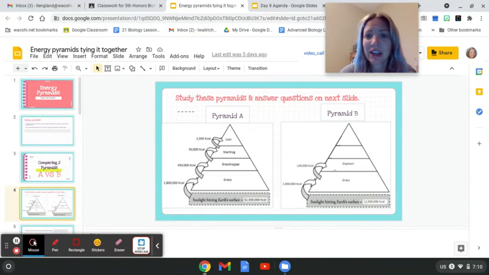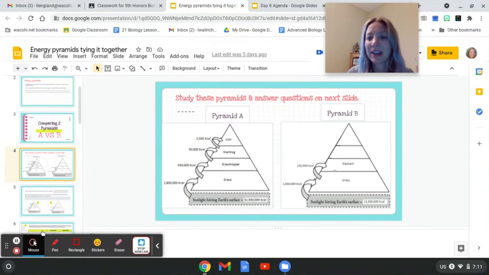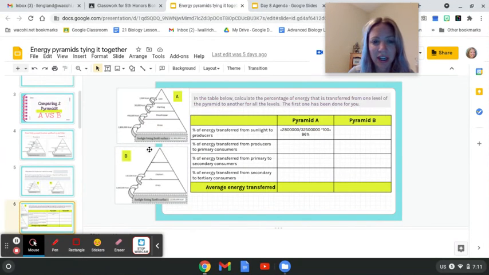Think of all the food that you eat and how much of it does or does not go into your body. You don't gain the pounds of food that you eat per day, because you burn that energy. So that's theoretical, like on average. Now you're going to actually calculate how much energy is transferred. It says study these, and then on the next slide, you're going to answer questions. Anytime you see pyramid A and B, they are the same as the ones before. I thought maybe you could see the numbers here. If they're too small, you can always go up to the slides before it.